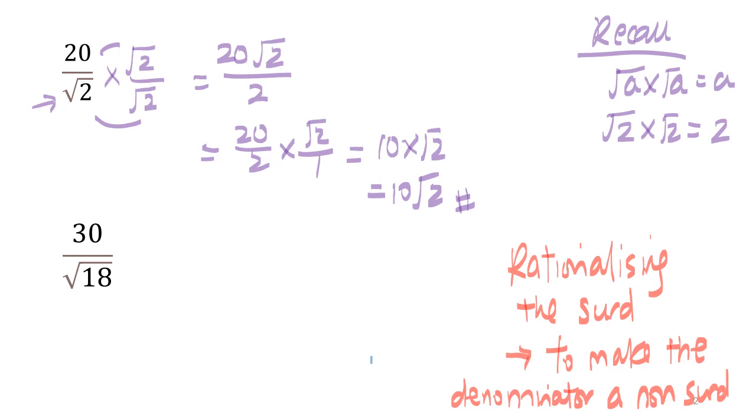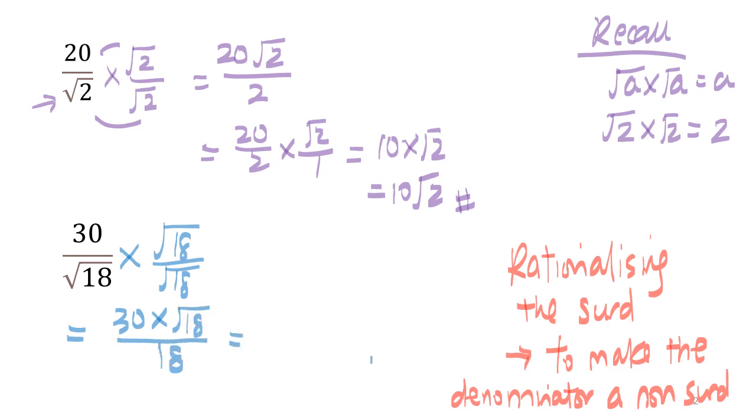So how do I rationalize it? I just multiply with the square root 18 over square root 18. So I would get 30 times square root 18 over 18. Now we have also learned earlier on how to simplify surds. So square root 18, we can actually rewrite it as square root 9 times 2. Remember the 9 is a perfect square, because square root of a perfect square will give us an integer.